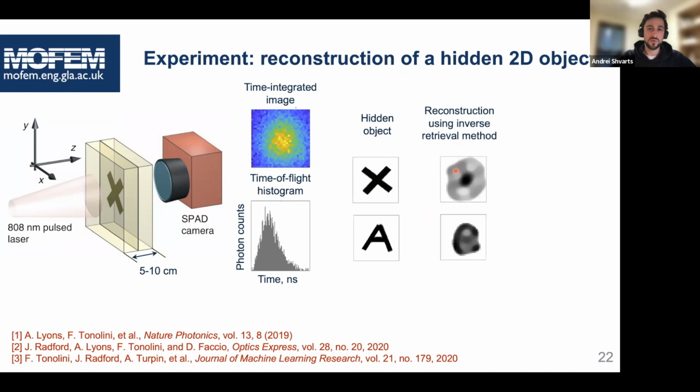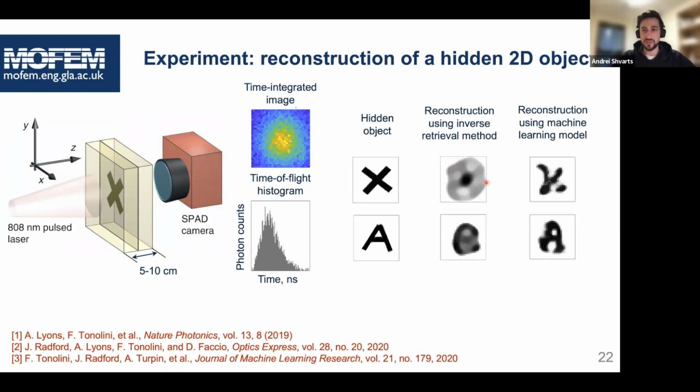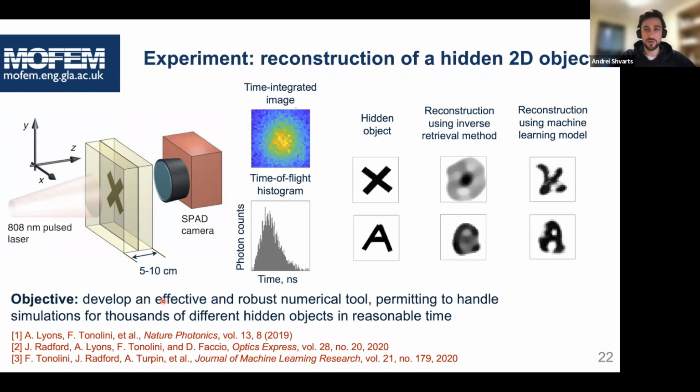And having this data, they can try to reconstruct the hidden images using various methods. Some of those methods are not working too well. Other methods, like this machine learning model, are somewhat better. But the problem is that you cannot do too many experiments with different shapes of this hidden object. So that's why my colleagues were asking me if we can do virtual experiments, simulations of the propagation of light through human tissue or biological tissue or any opaque media. And it turned out that we can.